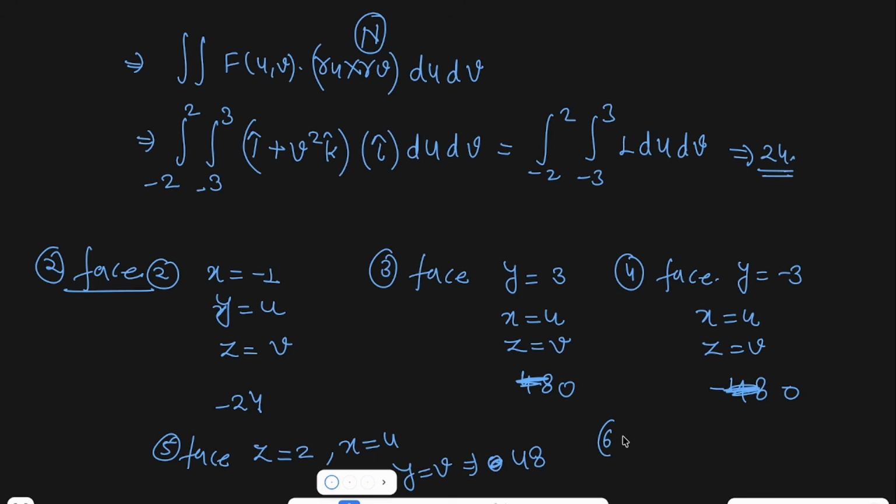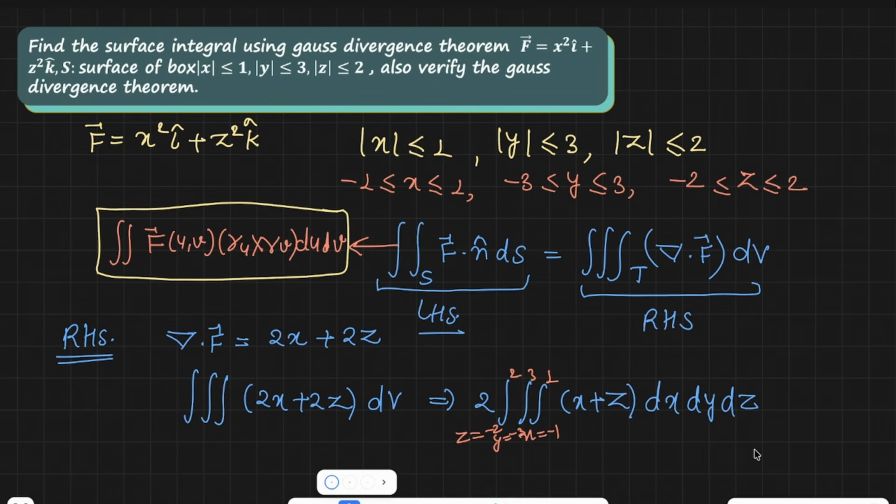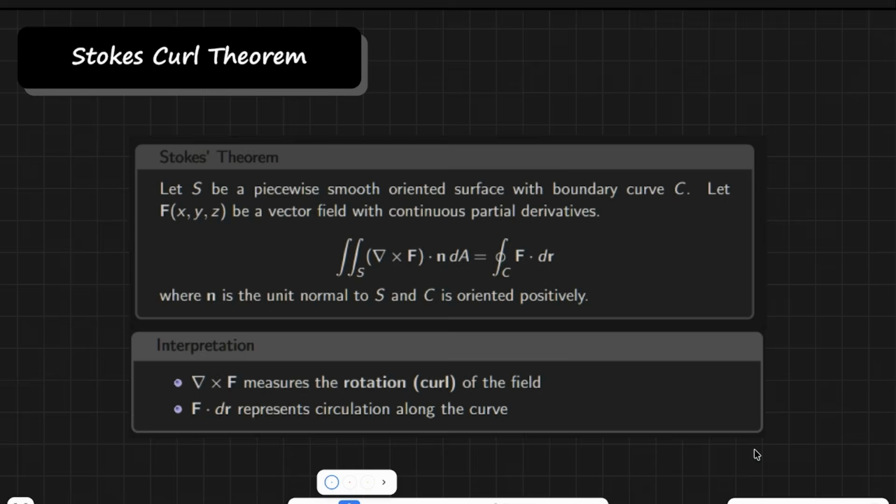Again, for the 6th phase of the cuboid, let's take z is equal to minus 2, and here you will get minus 48. Once you add the surface integrals of all these phases, you will get the same answer. It means your Gauss divergence theorem is verified. So when the question says verify the Gauss divergence theorem, you have to solve the right hand side as well as the left hand side, using your concept of the surface integral as well as the divergence. This was all about the Gauss divergence theorem.